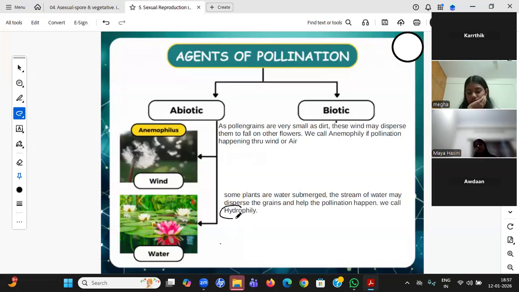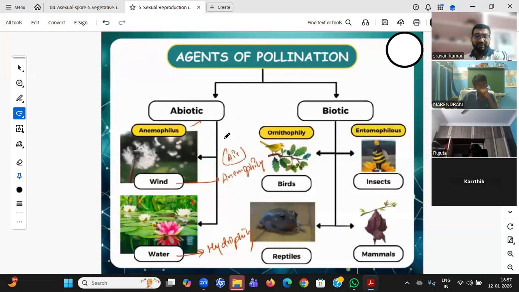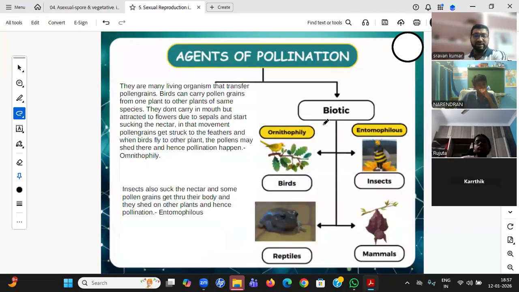Whenever you see hydro, it means always water. Hydrology, hydroelectric projects. With the water, they are producing electricity. Something like that. Hydrophily: the water is loving or helping the movement of pollen grains. So that way we have finished abiotic, air and water, anemophily and hydrophily. Now let us go to the biotic. This is where I think most of the students are aware of what is going on.